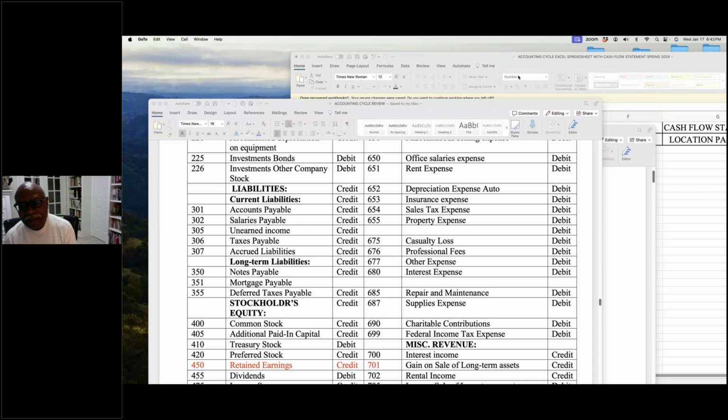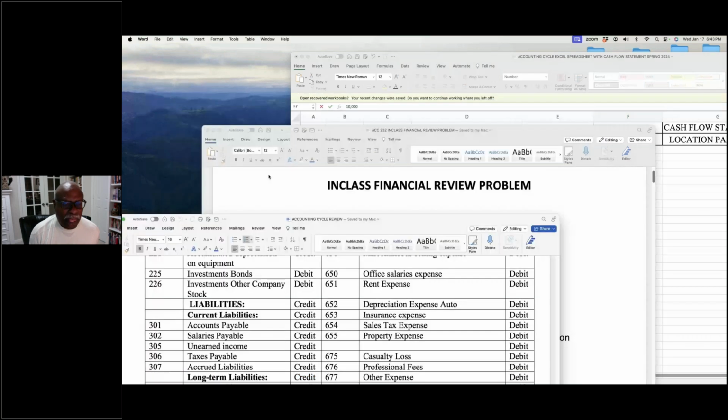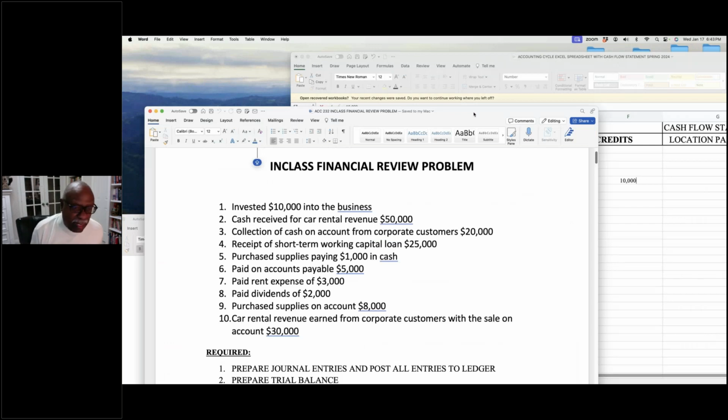Does everybody have a first journal entry made? You should have this Excel spreadsheet pulled up. But if not, you should have it somewhere. Okay, let's go to our next journal entry. So all we're doing is making these journal entries. Once we get those made, we're going to eventually move to the financial statements.